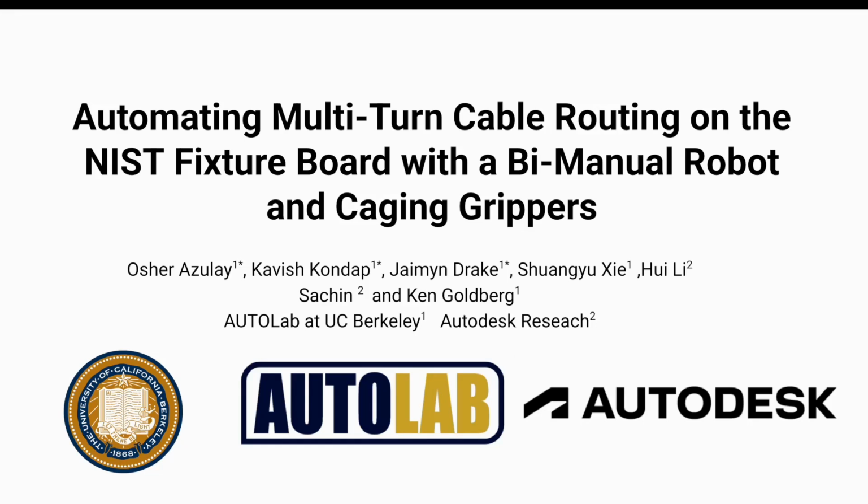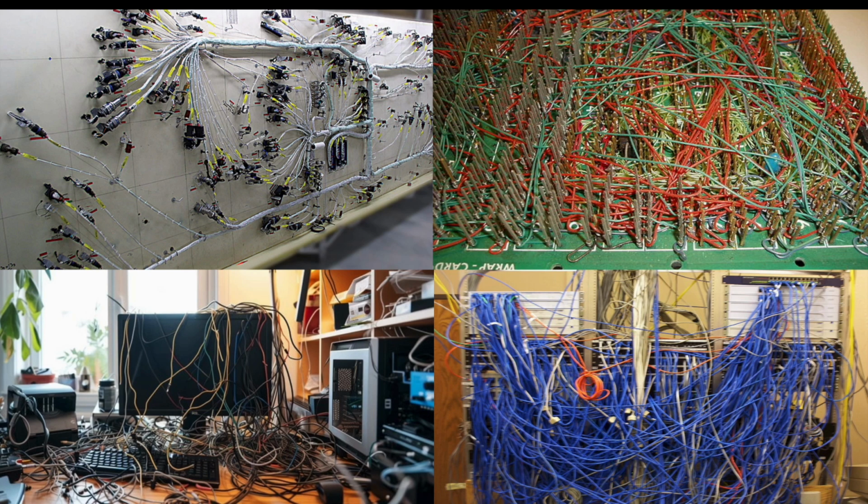In this work, we present automating multi-turn cable routing on the NIST fixture board with a bimanual robot and caging grippers. In settings such as wiring for vehicle manufacturing, server routing for data centers, and the configuration of electronic infrastructure in industrial settings, automating the routing of cables is a fundamental challenge that lags behind other components of assembly line automation. Achieving a reliable routing is challenging due to complex cable dynamics, fixture constraints, and the need for slack management.